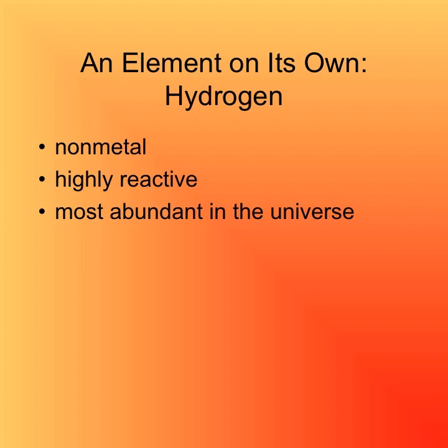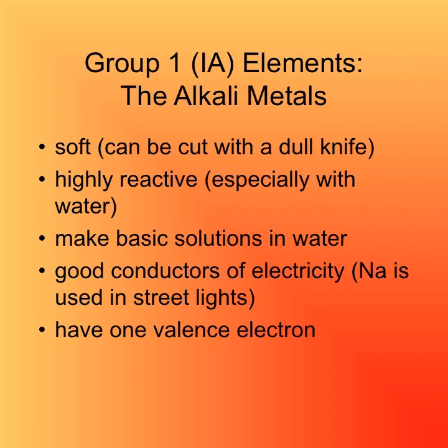Hydrogen is a nonmetal. It's highly reactive because it has that one valence electron. It wants to get one more to look like helium or lose that one valence electron so that it's just a proton. It's the most abundant element in the universe. We move on to the rest of the elements in group 1, which are classified as the alkali metals. Those alkali metals are soft enough to be cut with a dull knife. They're about the consistency of cold butter.